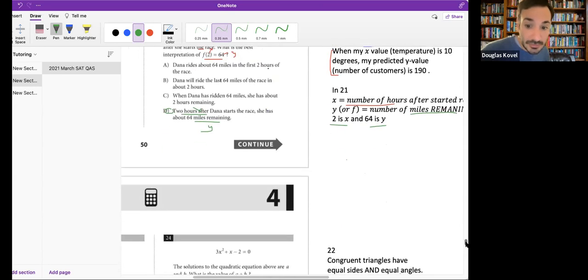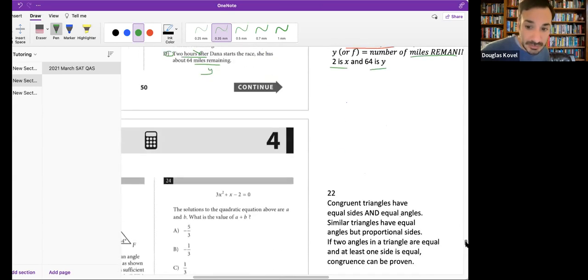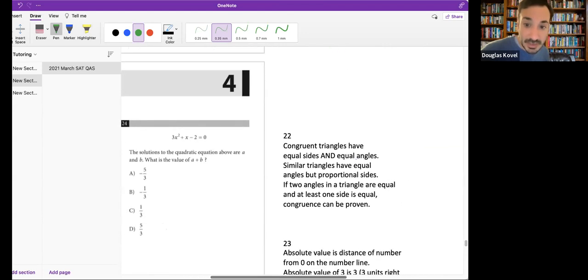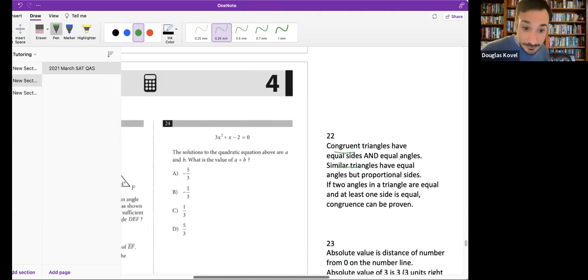All right, so for 22, before we look at that, I just want to go over a few general reminders about some rules. So remember, congruent triangles are triangles that have equal sides and equal angles. So it's basically like two copies of the same triangle. Whereas similar triangles have equal angles, but proportional sides. And if two angles in a triangle are equal and at least one side is equal, then we can prove that the triangles are congruent.